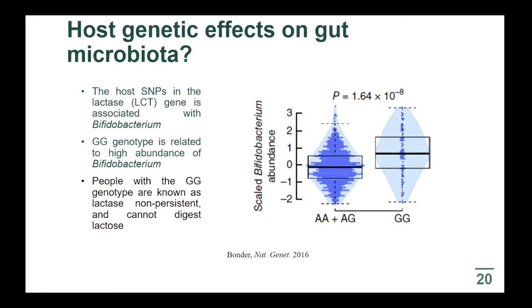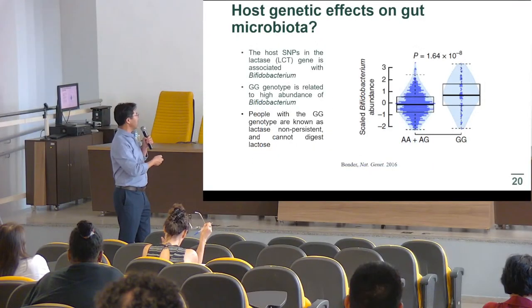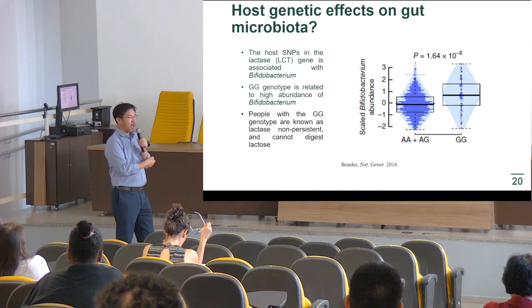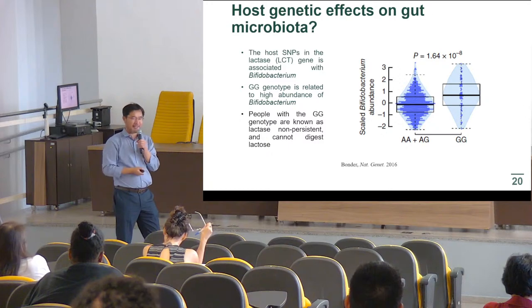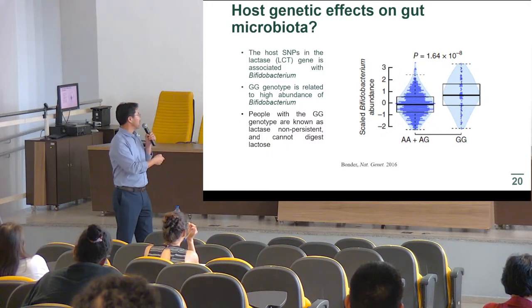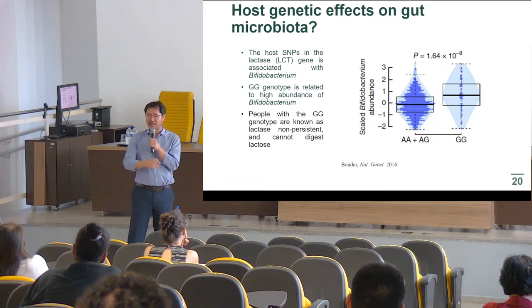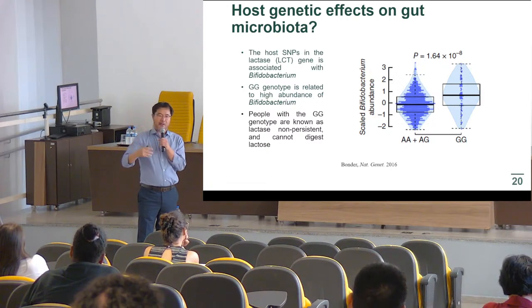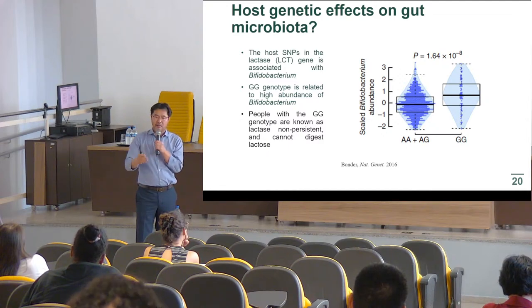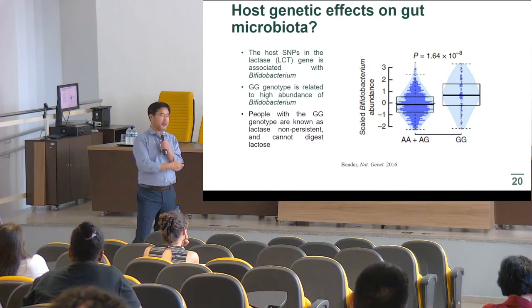It was published in 2016. Some people have SNPs in the lactase gene, LCT. They have more Bifidobacterium, because if there is a SNP, like GG at this position, I don't know the number of the locus, compared to AA or AG, which is the majority, I cannot say wild type, they have less stability in these lactase genes. Therefore, the microbiota is complementing the lack of stable proteins. So it is very well accepted.